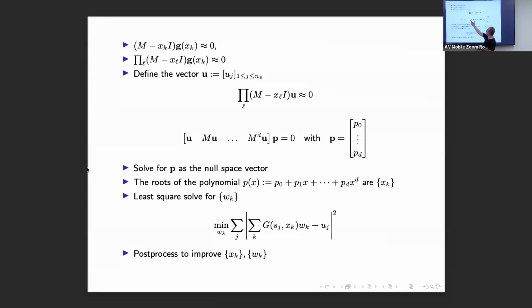But nevertheless, I can also look for its null space. From the null space, I'll be able to have this characteristic polynomial. By finding the roots, I'll be able to find the spike locations. And from the spike locations, I can solve a least squares problem to figure out the weights. And if you're not happy with the results, you can do post-processing by solving a joint optimization problem. Okay. So the rest is the same.